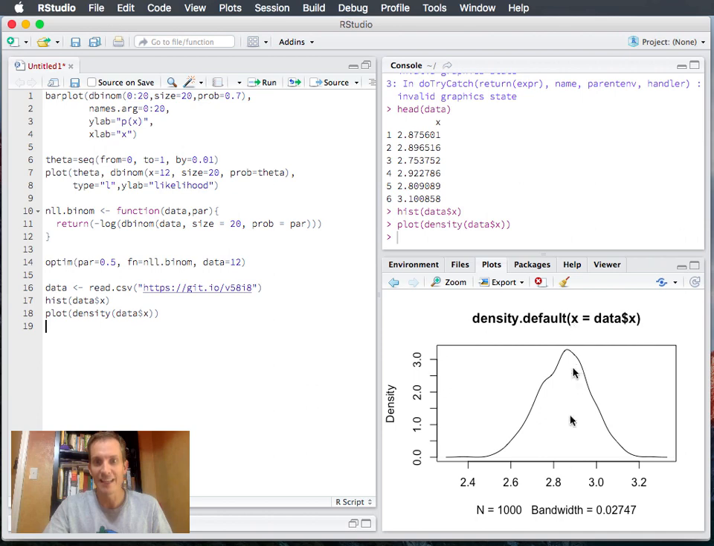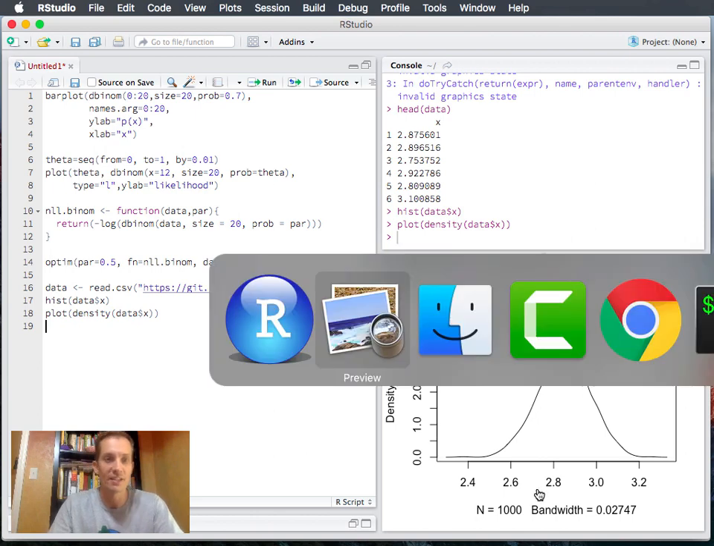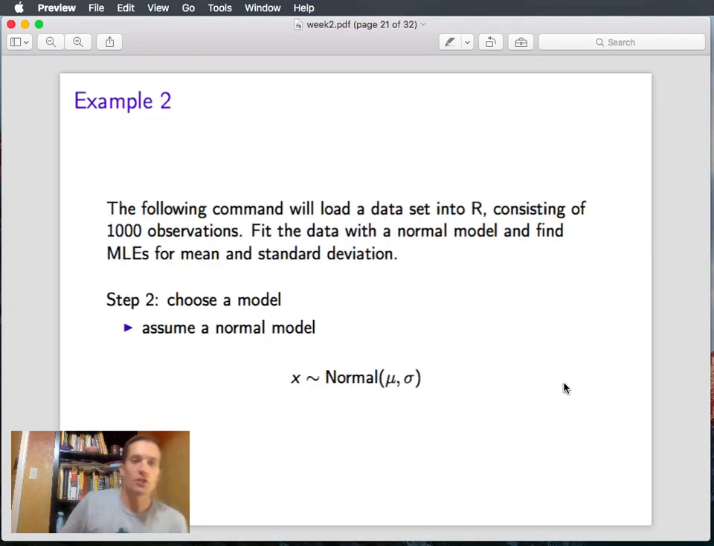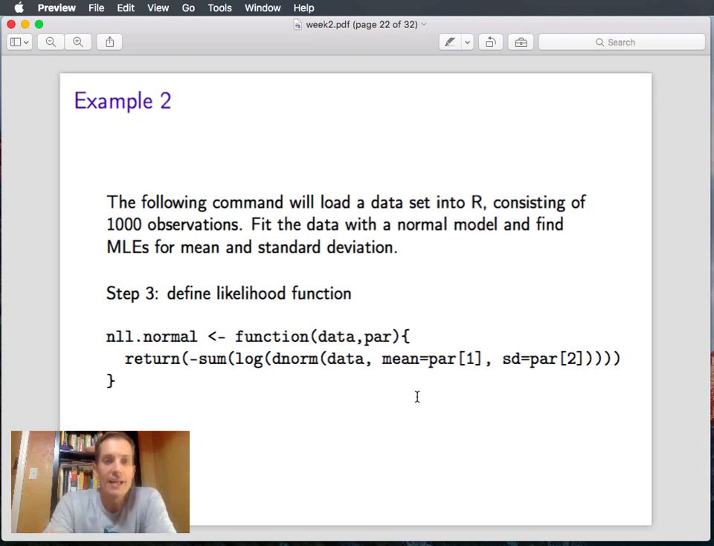So let's see if we can guess what the mean and the standard deviation for this data is. That's what we're going to do maximum likelihood estimation for. Step 2 is to choose the model. We're going to assume a normal model. So we say that X is distributed as a normal model with parameters mu and sigma. These are the usual mean and standard deviation. Nothing new there.